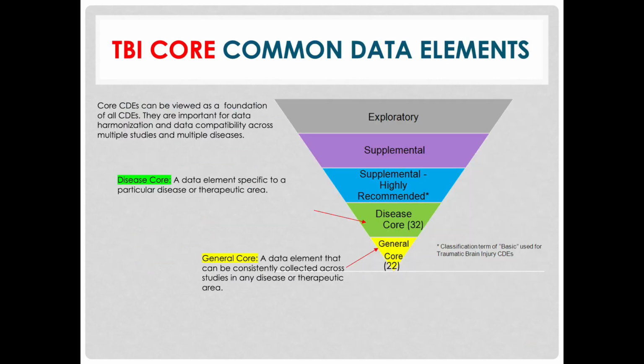Core CDEs can be viewed as a foundation for all CDEs. They are important for data harmonization and data compatibility across multiple studies and multiple diseases. General Core: a data element that can be consistently collected across studies in any disease or therapeutic area. Disease Core: these data elements capture essential information relevant to any disease-specific study and represent a small subset of all available CDEs. Investigators are expected to collect data based on the disease-specific core CDEs.